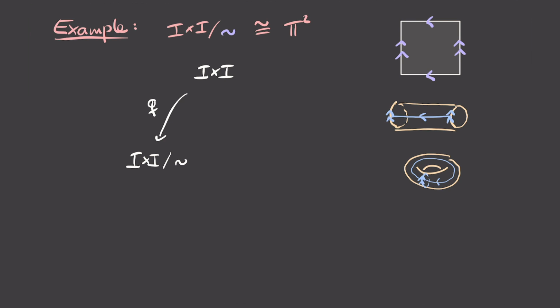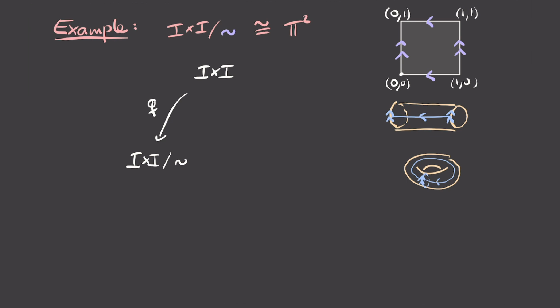Well, we're identifying these points here on the border. So we think of this unit square as being embedded in R2. So we have here the origin 0, 0. Here we have the point 1, 0. This is the point 1, 1. And this is the point 0, 1. And now we need to write down what this equivalence is identifying.